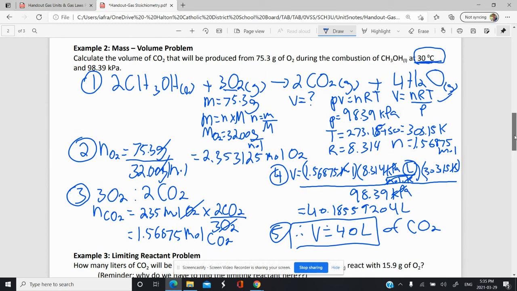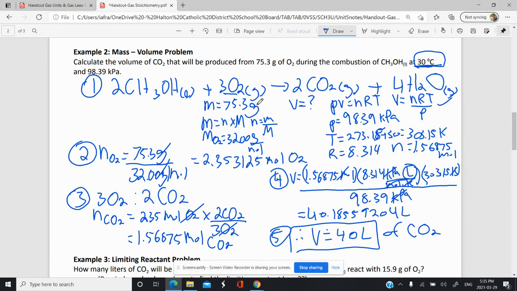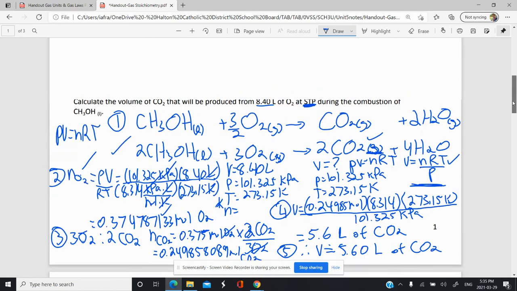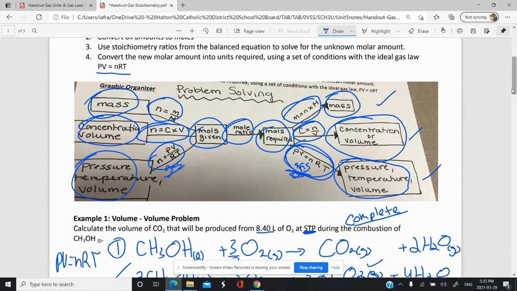So it was very similar to example 1, except the oxygen, we couldn't use PV is equal to nRT because we were given mass instead. So we use that equation first. And as you can see from our flow chart here, in the previous example, we were given a volume, and so we used this to go to moles. But in example 2 that we just did, we were given a mass, and so we used this equation to go from mass to moles. And then we could use our mole ratio to go to the required CO2 moles, and then to find the volume, I was able to use this one here.